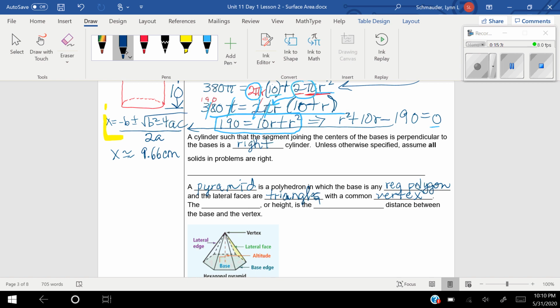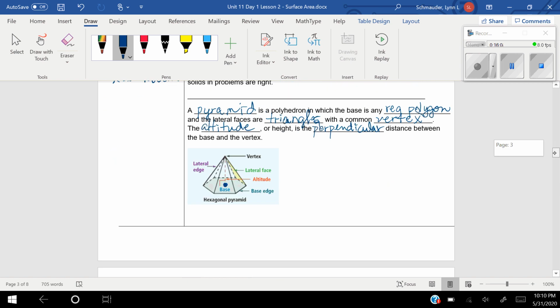All right, so the altitude of the pyramid is the perpendicular distance between the base and the vertex. And by the base, I'm talking about the center of the base, which, as you remember from polygons, would also be the center of the circle that is circumscribed about the base. Okay, the center of the polygon.